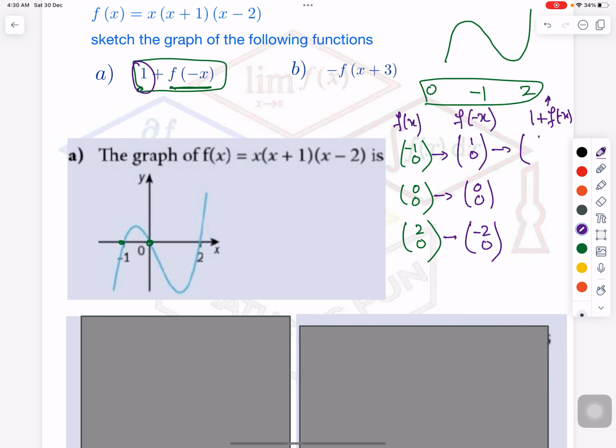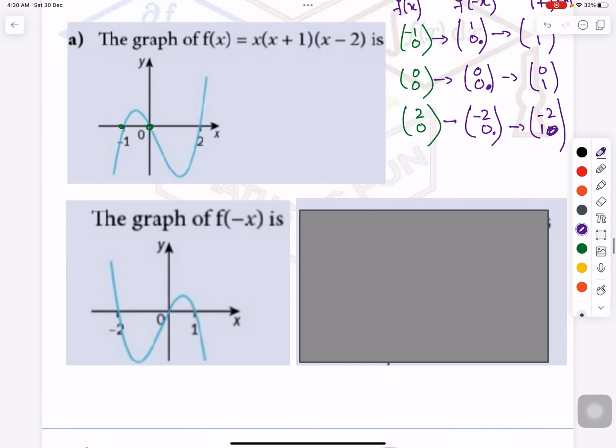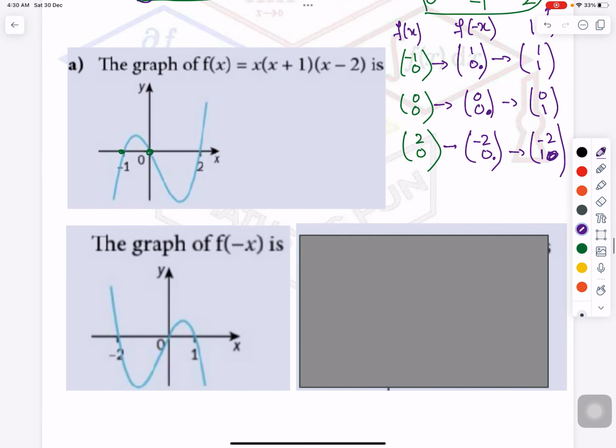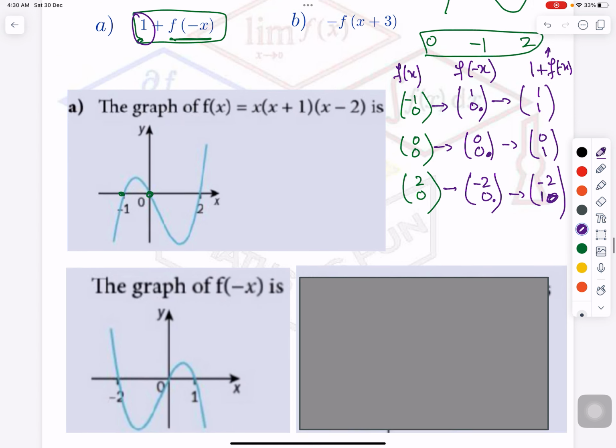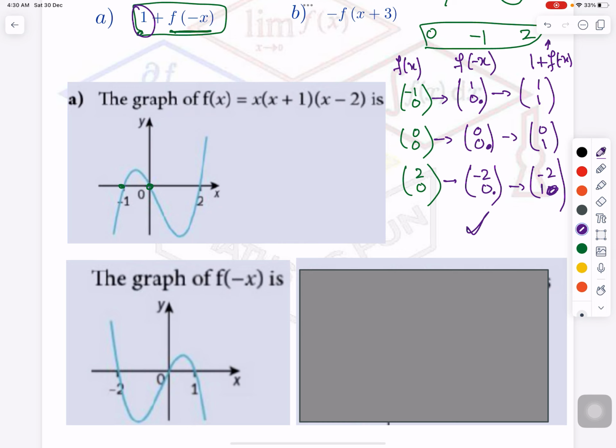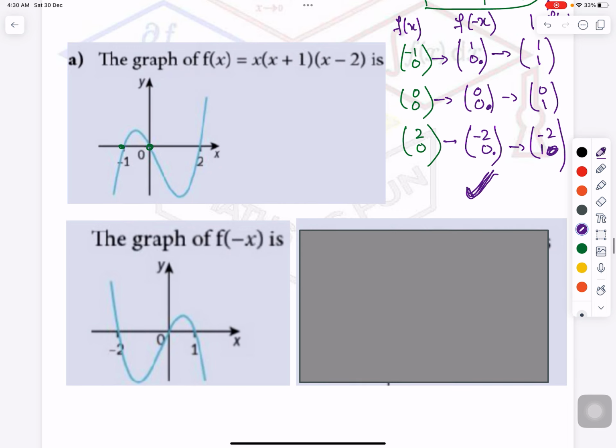So what will this become? 0 plus 1 is 1. Only y coordinates I am moving up, right? Because it is plus 1. And this one will become minus 2, 1. So now my new coordinates are 1, 1, 0, 1, minus 2, 1. Sorry, this is f of minus x. This is this graph. Okay, this graph is done here.